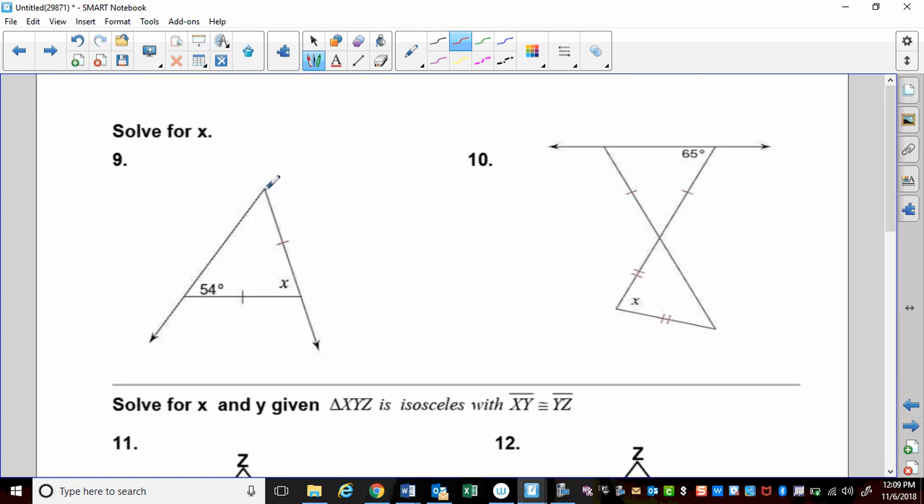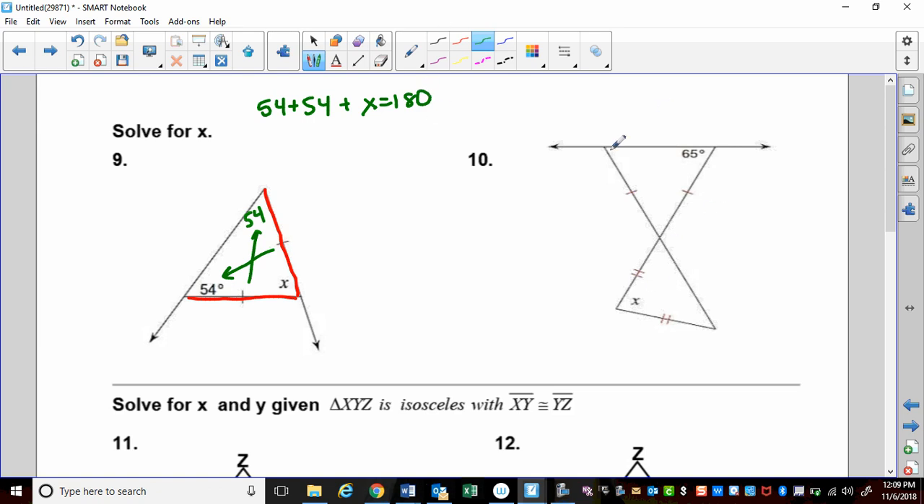These are my congruent sides. Let's try this problem. That means my opposite angles are equal. That means that this angle is equal to this angle. Oh, but this one's given, it's 54. That means this one is also 54. And then I'm going to use the fact that the angles in a triangle add up to equal 180. So 54 plus 54 plus x equals 180. You guys can solve for x.